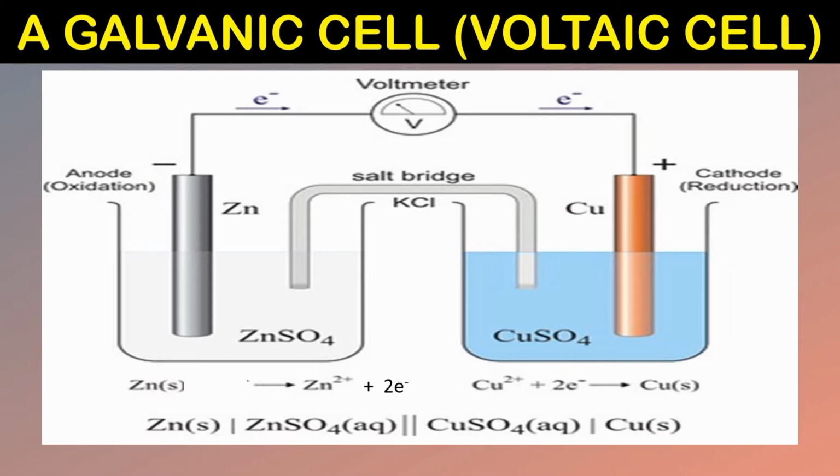Then the cell notation is represented as Zn/ZnSO4//CuSO4/Cu. The double slash represents the salt bridge. It can also be represented with a single broken line, while the single slash indicates the boundary phase between the electrode and its electrolytic solution.